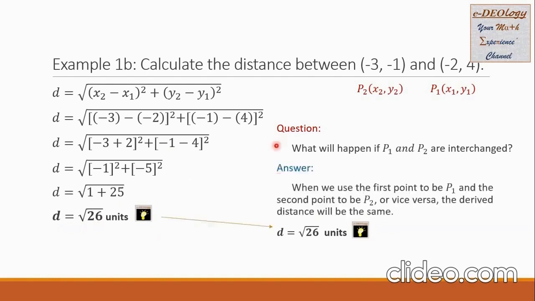Our answer to the question is, when we use the first point to be p sub 1 and the second point to be p sub 2, or vice versa, the derived distance will be the same.